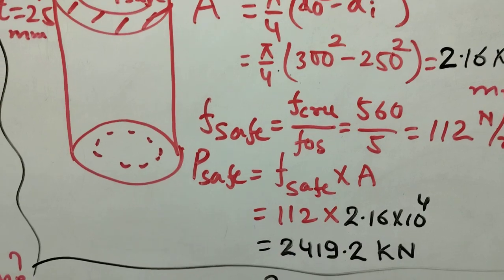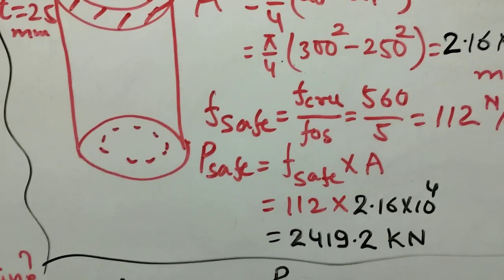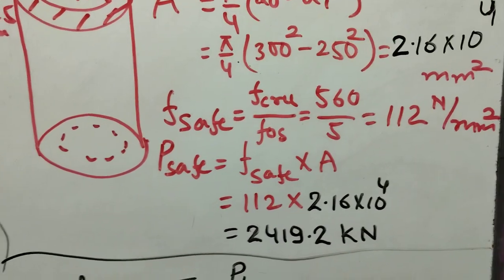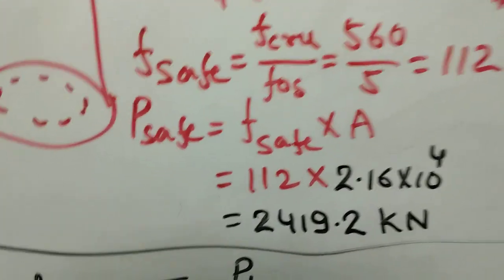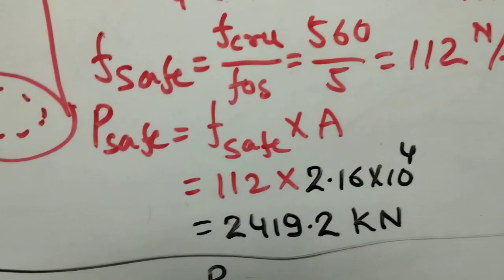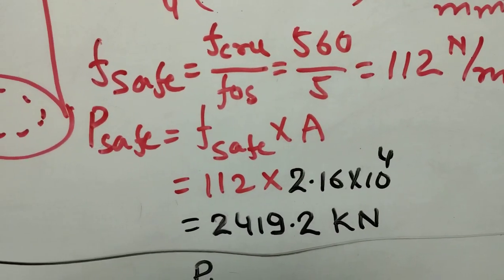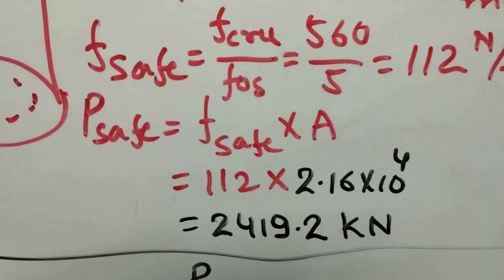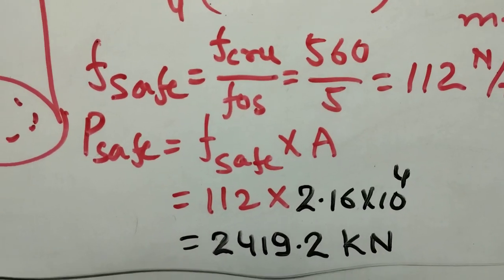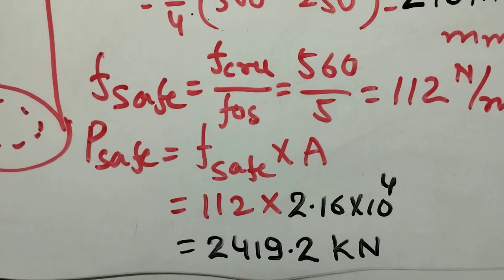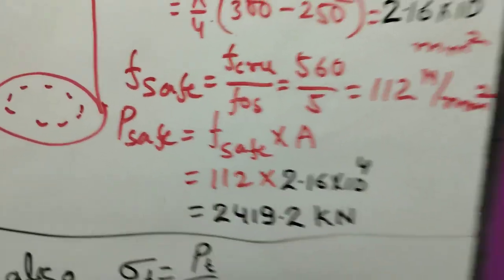We know that stress equal to load divided by area. Therefore, load equal to stress into area. Now the load Psf equal to stress Fsf into area. Therefore, our Fsf load is 241.92 kN.